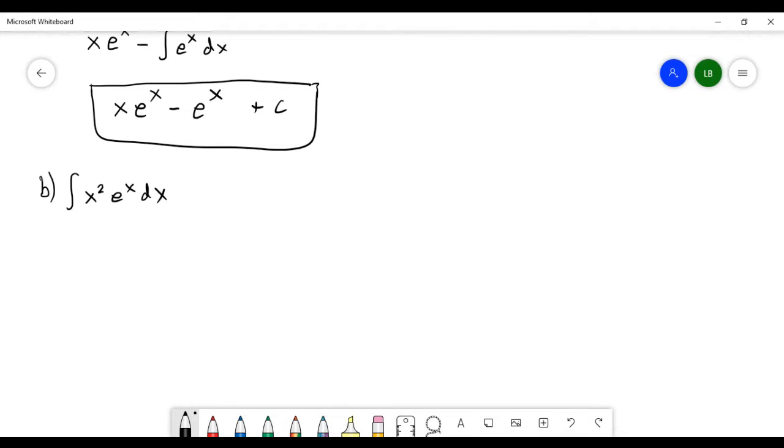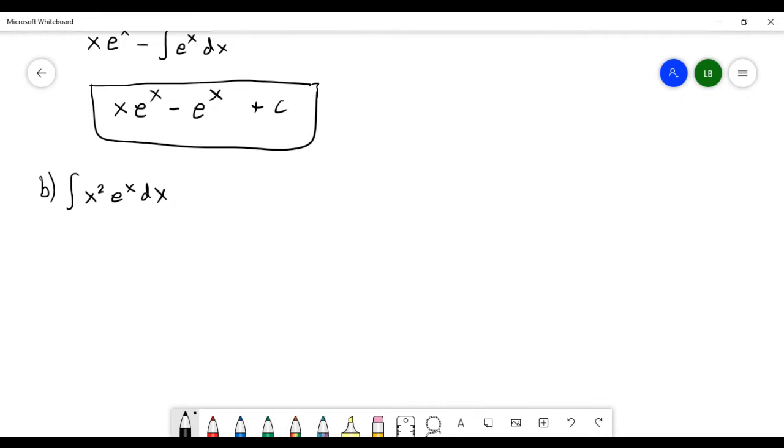A couple of guidelines for picking u and dv. Your first guideline is you have to be able to integrate dv. For instance, you wouldn't want to pick it to be something like e to the x squared, because you can't integrate e to the x squared. So you would not want to do that. That is your first priority. You have to be able to integrate dv.